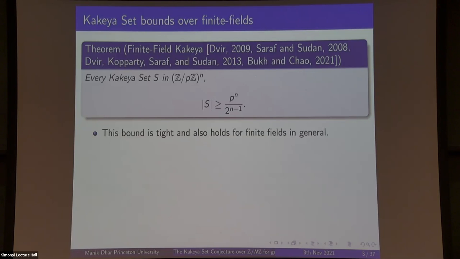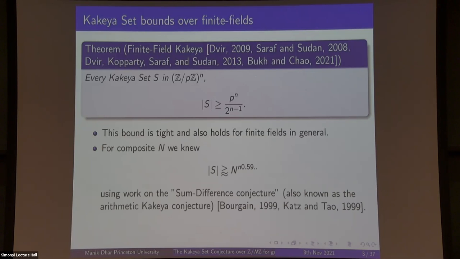Okay, so now what about composite n? Until recent work, for composite n, the best bound that we knew was basically of the order of capital N raised to little n to 0.59, some rational number, square root of 2 minus something. I'm just asking what's written there.